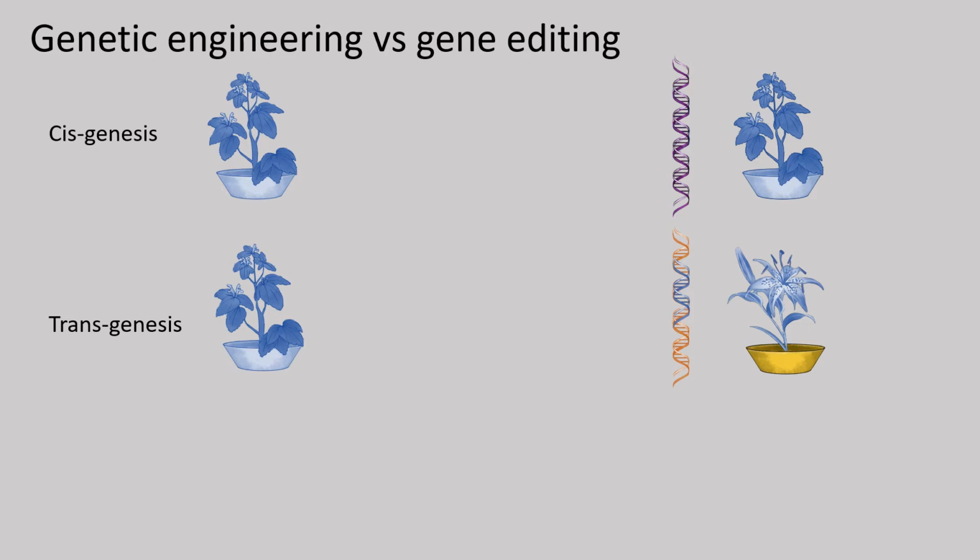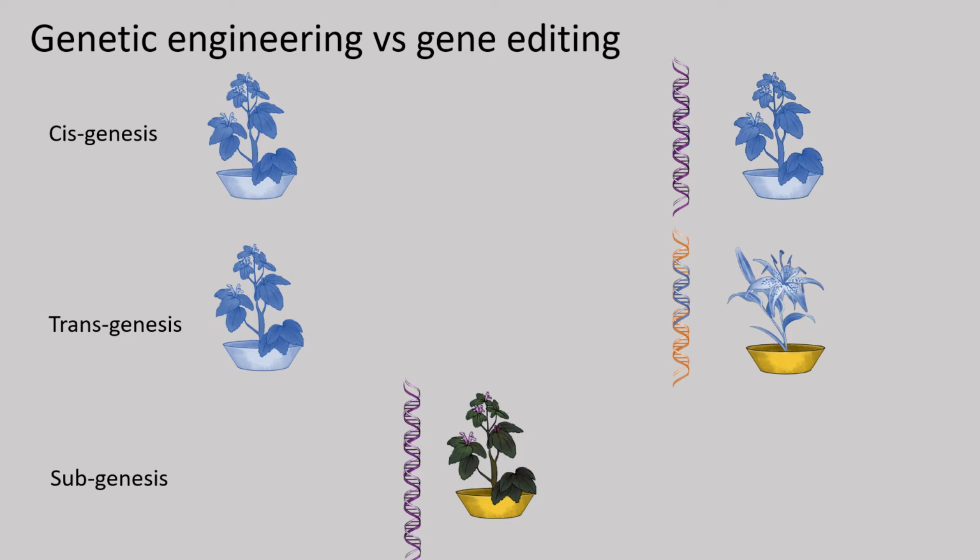Another way to genetically engineer a plant or any organism was developed at the beginning of the 21st century: gene editing, which is also called subgenesis. Contrary to cis and transgenesis, subgenesis does not introduce any foreign DNA in the genome of the modified plant. Rather, it induces the organism to make its own guided modification of its DNA.